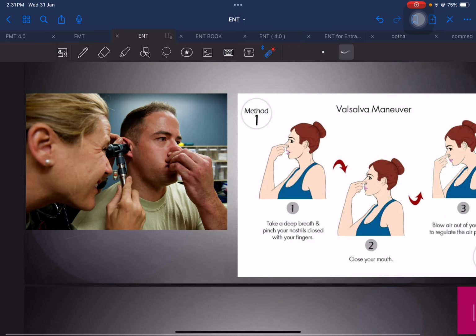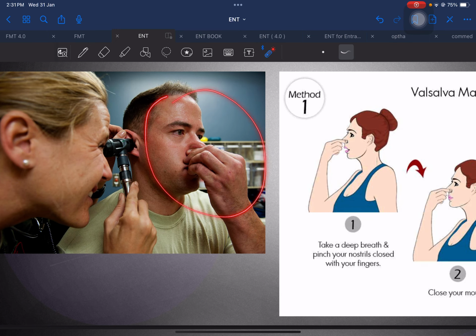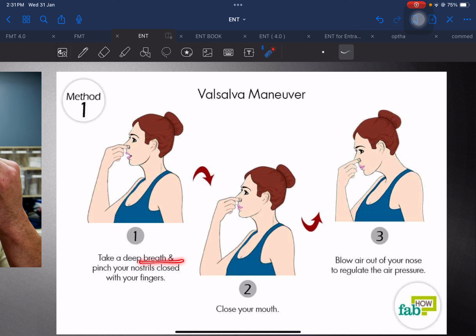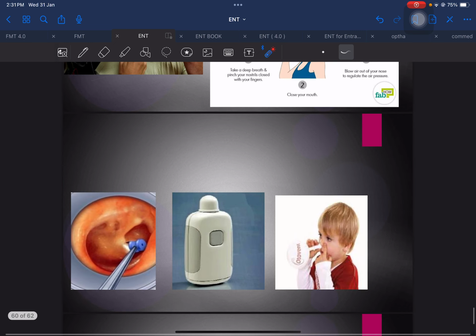So as you can see, this is the Valsalva maneuver. And this is our otoscope and otoscope finding. We talked about that already. And for the Valsalva maneuver, how are you going to do it? Take a deep breath and pinch your nostrils closed with your fingers, and close your mouth also. Now blow air out of your nose to regulate the air pressure. This will help in providing patency to our eustachian tube.